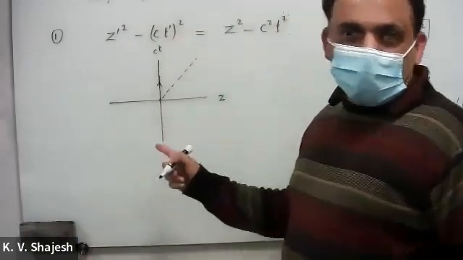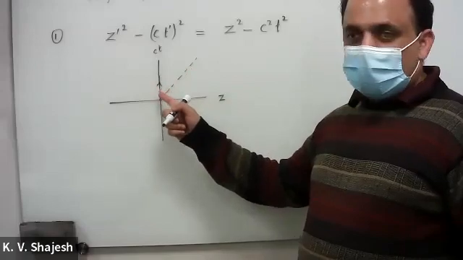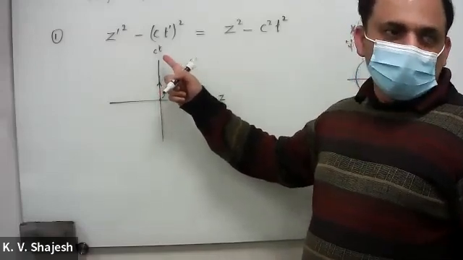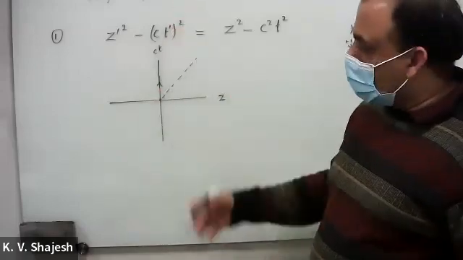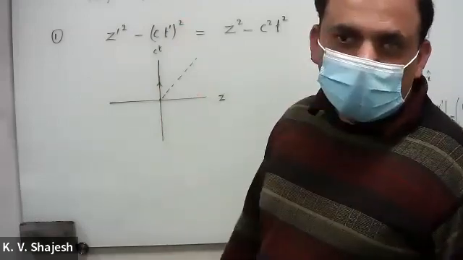You're at the origin to begin with at time t equal to 0. At time t equal to 1 also you're at the origin. At time t equal to 2 also you're at the origin and you keep going. That's at rest.